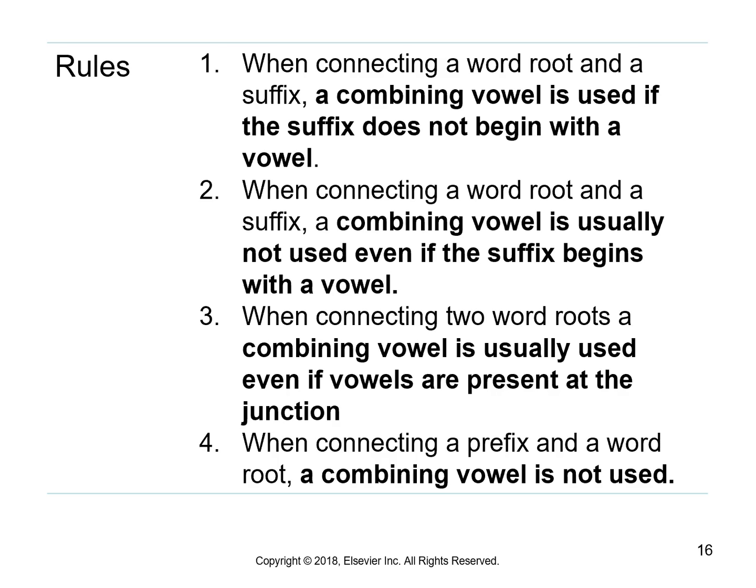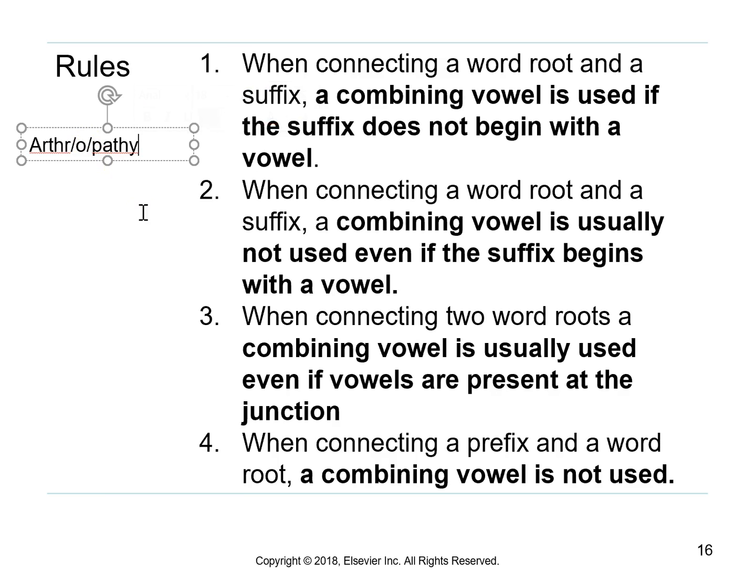So, when connecting a word root and a suffix, a combining vowel is used if the suffix does not begin with a vowel. Okay, so an example of this one, I just want to show you really quick, is arthropathy. A combining vowel is used if the suffix does not begin with a vowel. So what's the suffix? It's pathy. Pathy does not begin with a vowel, so the combining vowel is used. Think about if that combining vowel wasn't there. Arthropathy, that's not that easy to pronounce. Arthropathy is a lot better, smoother, makes more sense.